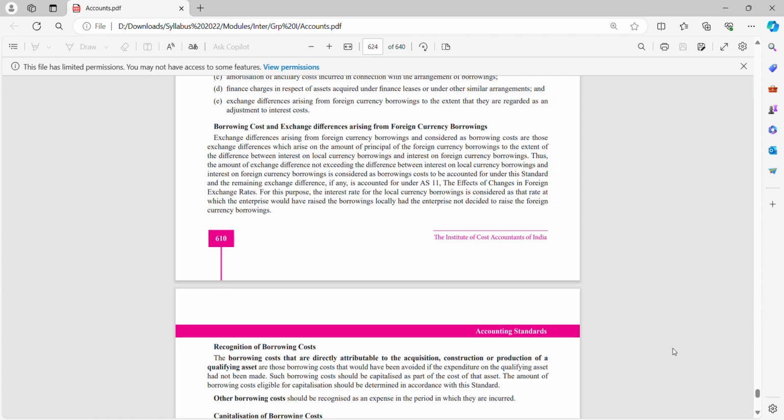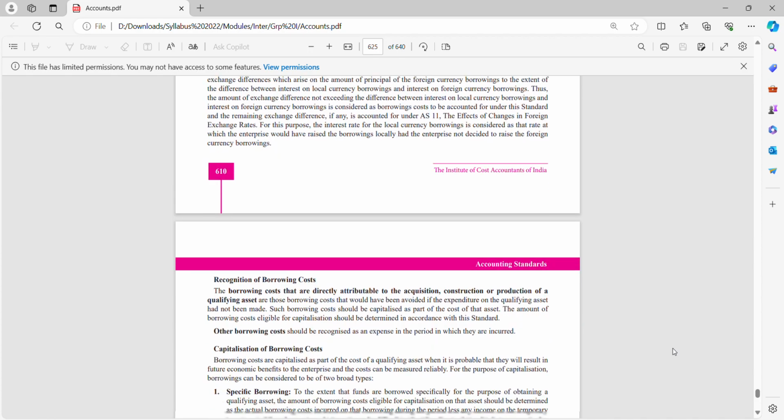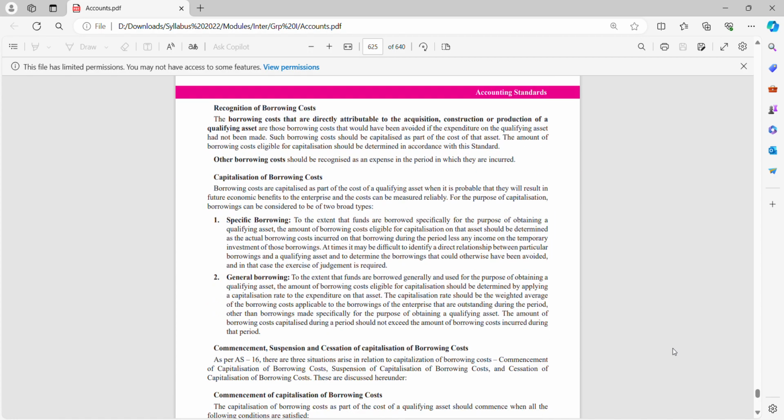So we have borrowing cost and exchange difference arising from foreign currency borrowings. Obviously, this foreign currency concept can get triggered while borrowing also. You can borrow locally, you can borrow from any country outside India. Okay, a quick read, then we'll go for recognition of borrowing cost.